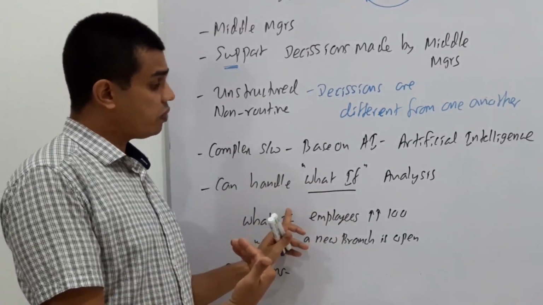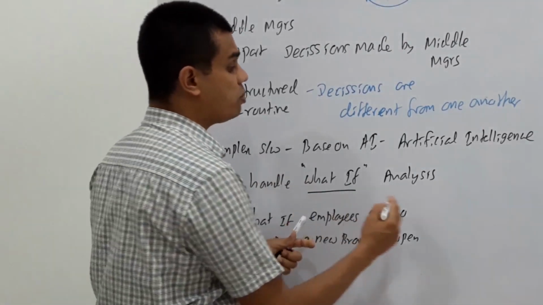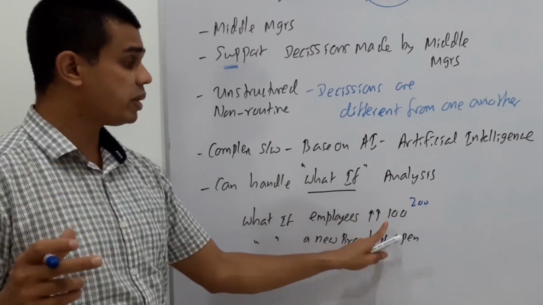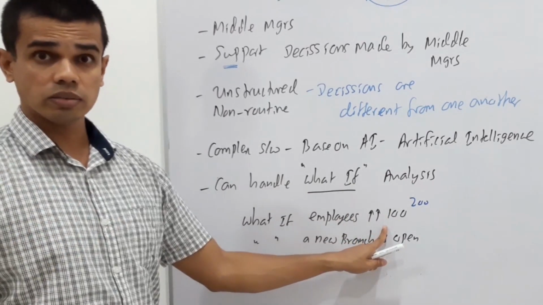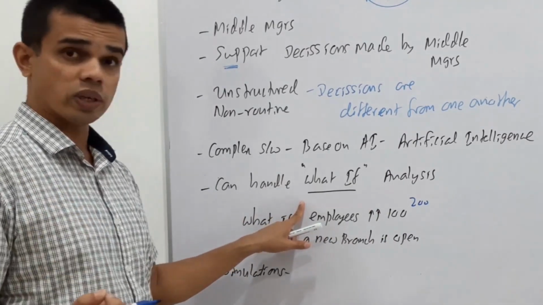Then I will think, if it is increasing to 100, what if? Sometimes if it is increasing to 200, what will be the situation? That may be more profitable than increasing to 100. So we have to come to that decision before recruiting the employees.